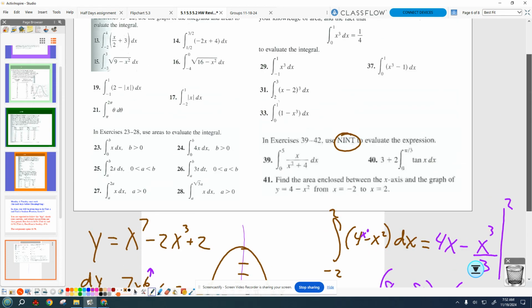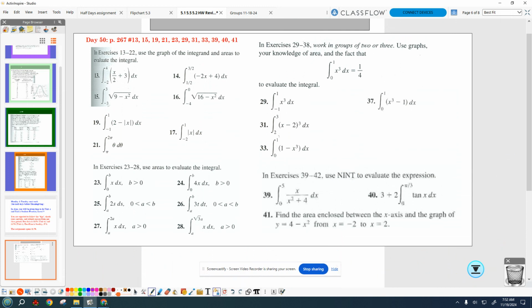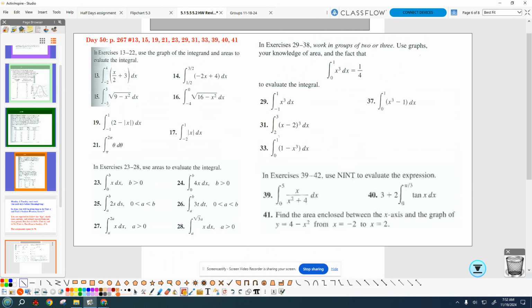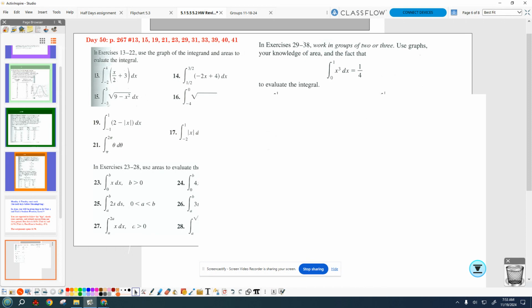Whatever technology you have, I think it would be helpful to do this one. So 29 to 38, or, yeah, I didn't assign all of them yesterday, but I assigned a few.